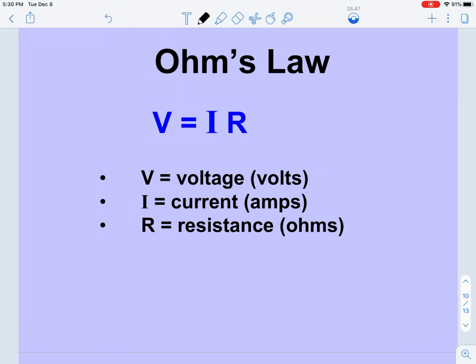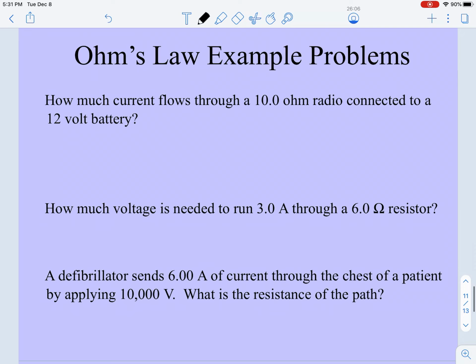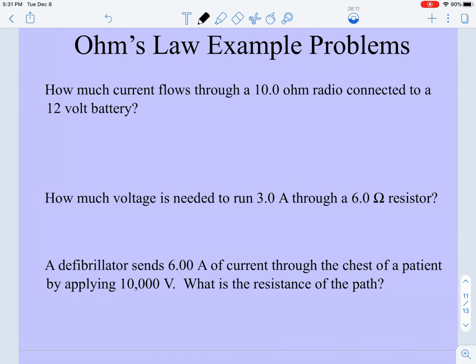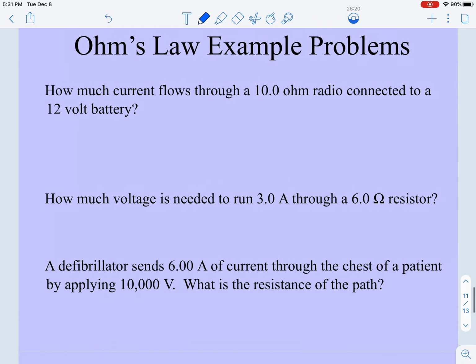All right, so this brings us to Ohm's law. This is one of our main formulas for this chapter. This is the equation that we're going to be using the most in this particular chapter. So Ohm's law is the relationship between the voltage, the current, and the resistance. So the formula is V equals IR, where V is a capital V for voltage measured in volts. I is a capital I for current measured in amps, and then we have a capital R for resistance measured in ohms. So let's go ahead and work through a couple of practice problems here.